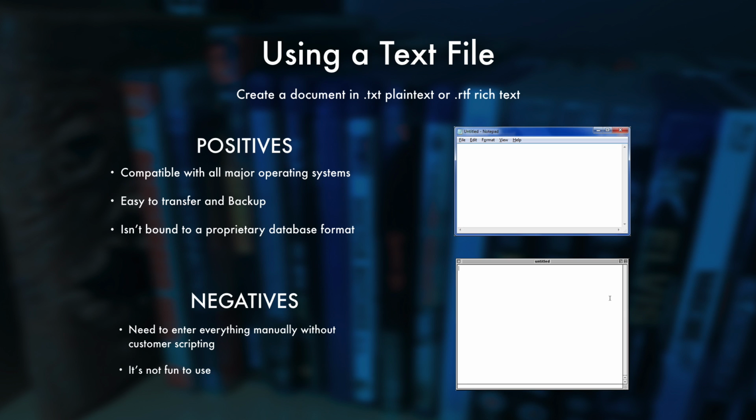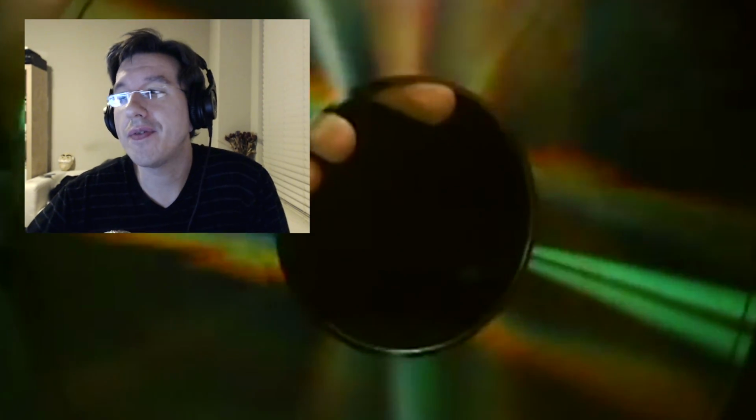The negatives are, unless you have some kind of exotic workflow where you can use macros or something to write this text file, you're pretty much going to be creating the text file manually on your own. You're going to be entering all this text in manually, and that can be a bit of a slog. And speaking of a slog, it's just not that fun to use. There's no pictures, there's no multimedia, there's nothing fun in it. It's very easy to search, but it's just basically a list of titles. It's just very, very basic.